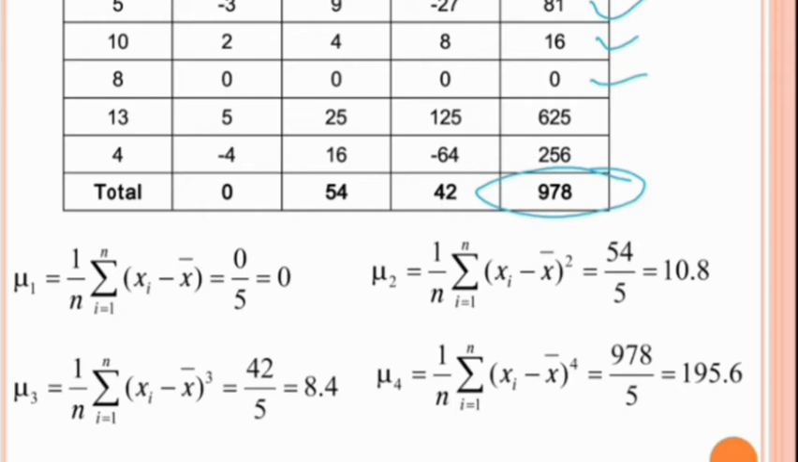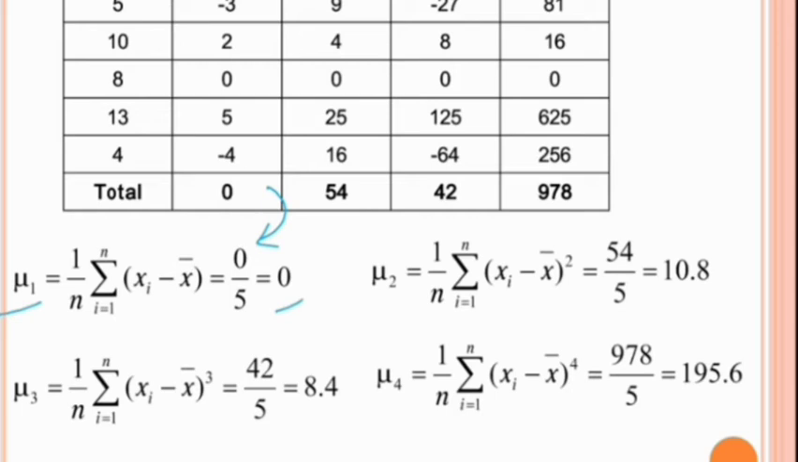Now see, in the previous formula, we'll put the values of r. So values of r we are taking as r equal to 1, r equal to 2, 3 and 4. So when you take r equal to 1, you get mu1 equal to 1 upon n, where n is 5, summation of xi minus x bar. So summation of xi minus x bar is 0. So you put this 0 over here. So mu1 is 0. That is your first moment.